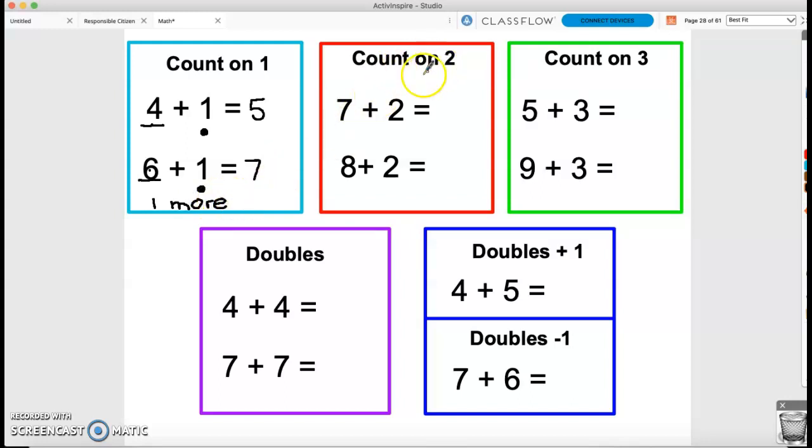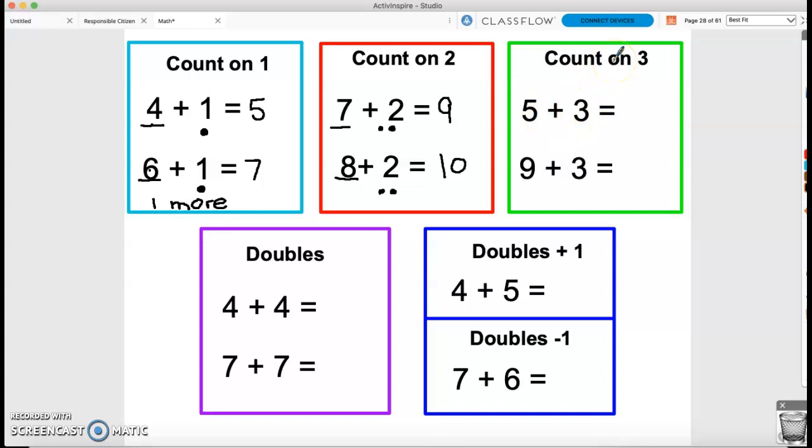Count on 2. So this time I'm going to put 2 dots and count on. So I say the bigger number, 7, 8, 9. Let's try that again. I'm going to put 2 dots. Say it with me. Ready? 8, 9, 10. Awesome. Let's try another one.